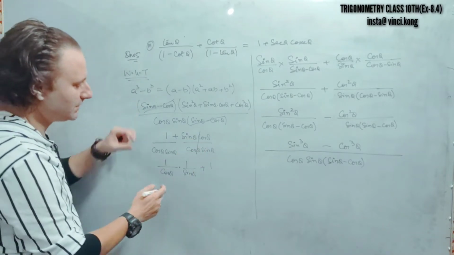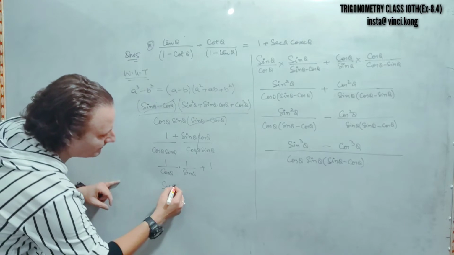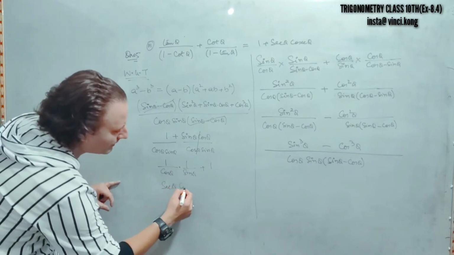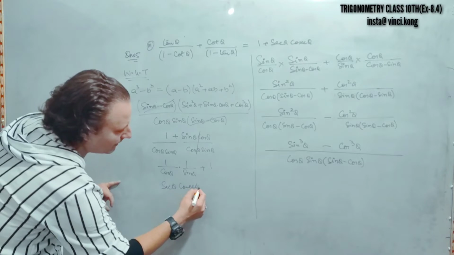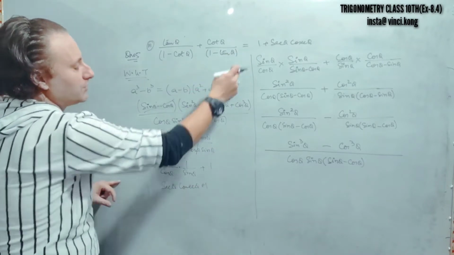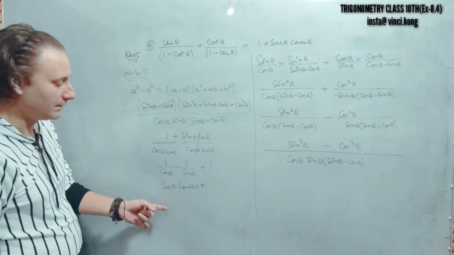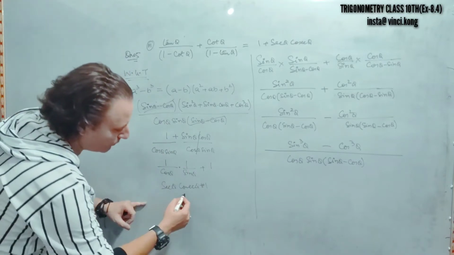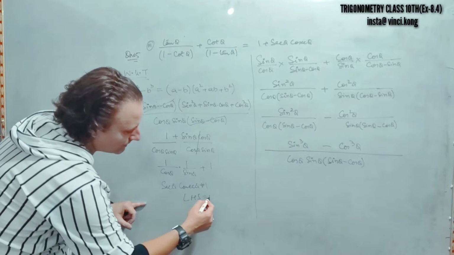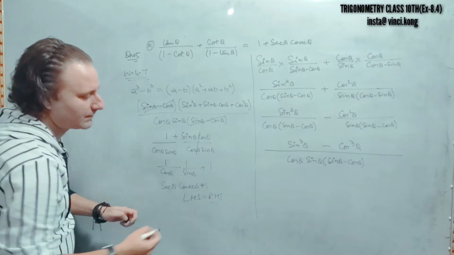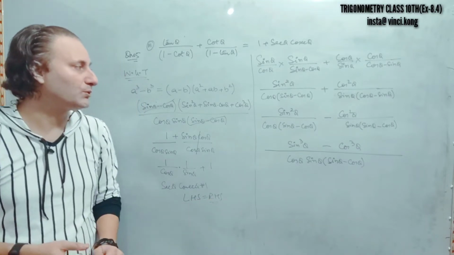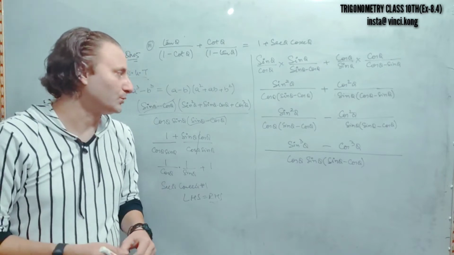So 1 upon cos theta is sec theta. 1 upon sine theta is cosec theta, plus 1. So that's what we wanted. 1 plus sine theta cosec theta, or sine theta sec theta cosec theta plus 1. It's one and the same. So LHS is equal to RHS. Clear, guys? Please make a note of this question. It's a very, very important question.